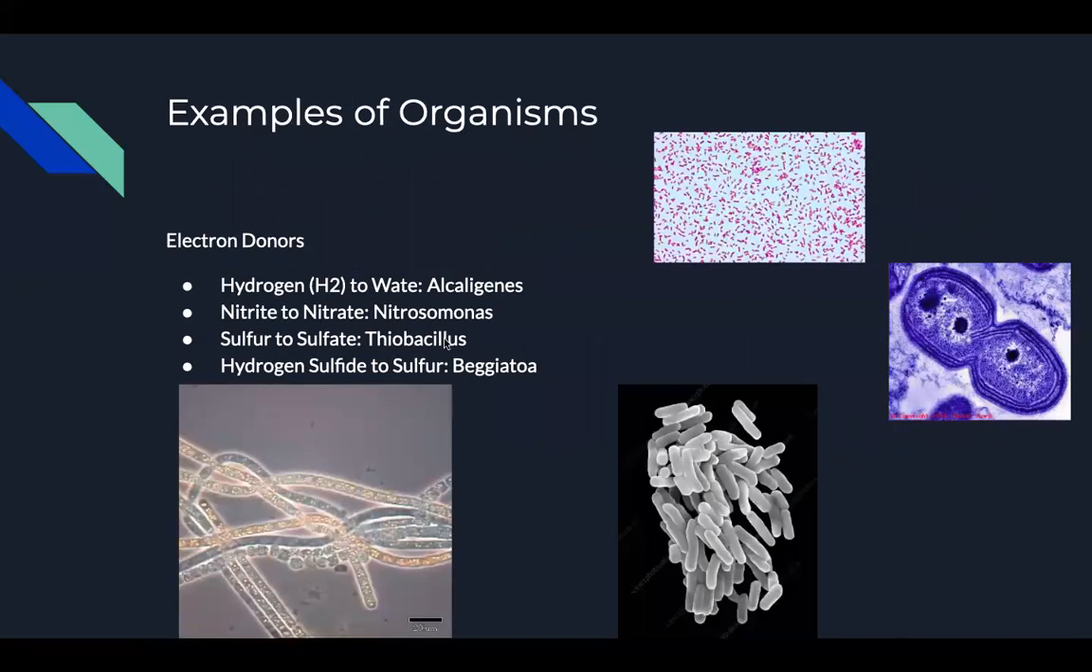So these are some examples of organisms. At the top, these are the Alcaligenes. They convert H2 to water. These are gram-negative aerobic bacteria. Over here, these are the Nitrosomonas. They convert ammonia to nitrite. They're also gram-negative ammonia oxidizing bacteria. Right here you have the Thiobacillus. They're also gram-negative. And here are the Beggiatoa. These are actually some pretty big bacteria.